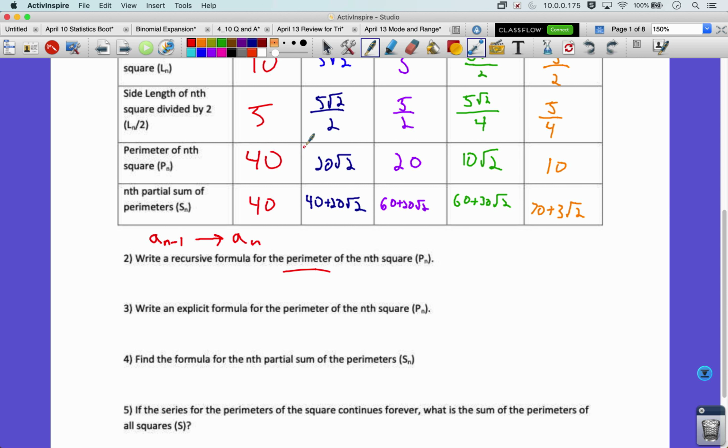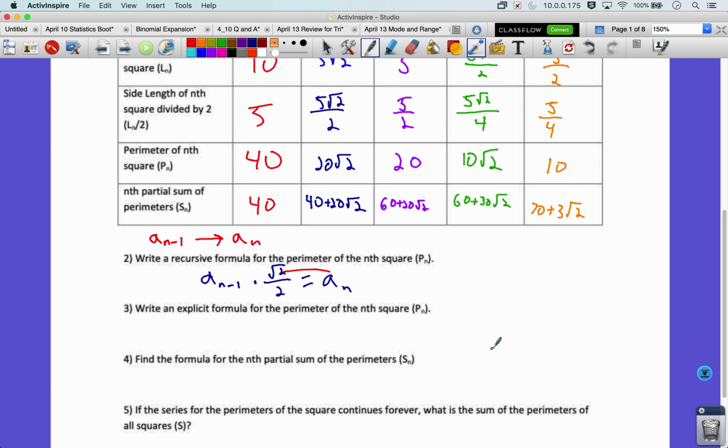But what am I multiplying by each time here in the perimeter? How do I go from 40 to 20 root 2 to 20 to 10 root 2 to 10? Well, each time I am taking the previous term and I am multiplying it. Well, let's just look at the part without the root 2 first. So how do I go from 40 to 20? It's got to be something over 2, and it's got to pick up a square root, so it's square root of 2 over 2. And that's how I get a sub n. So a sub n equals the previous term times square root of 2 over 2.